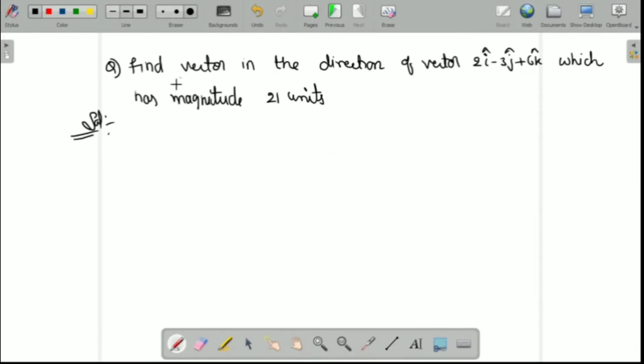Here one question we have: find the vector in the direction of the vector which has a magnitude. Given vector, let us consider the given vector a bar is equal to 2i minus 3j plus 6k. This is the given vector.